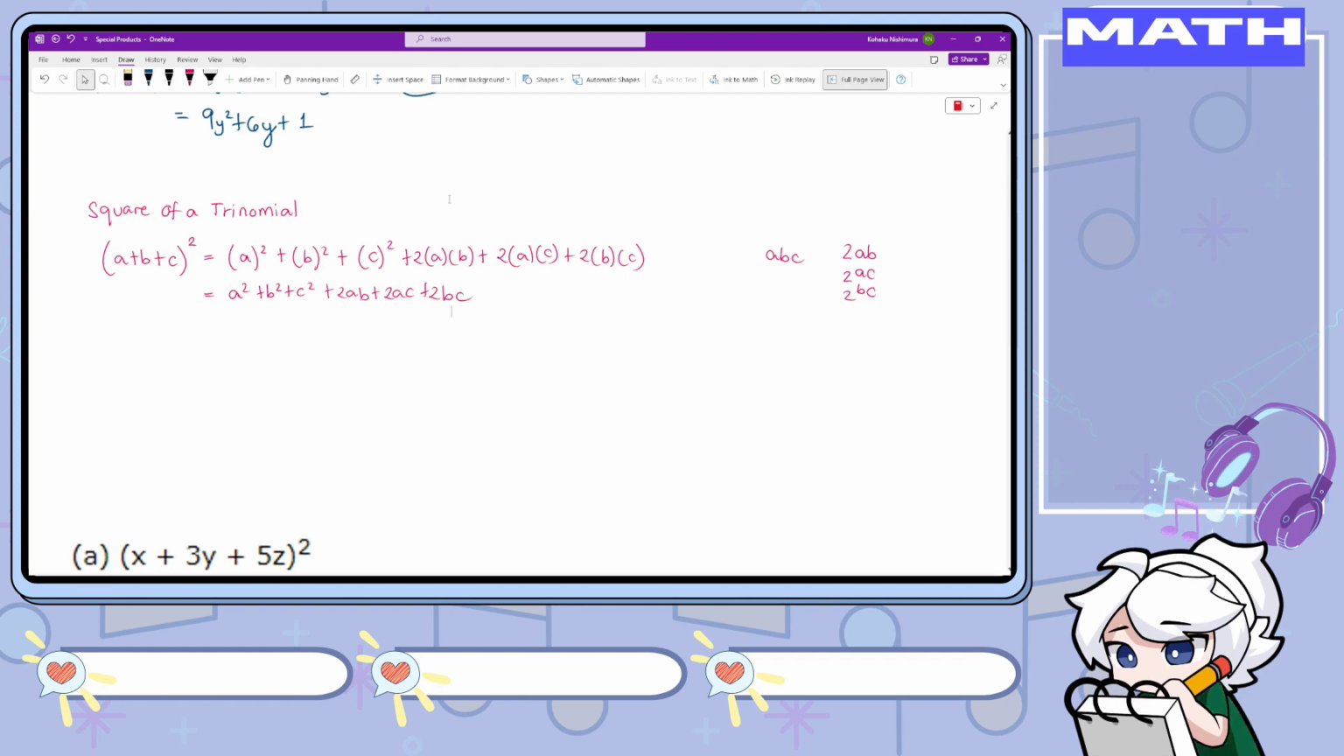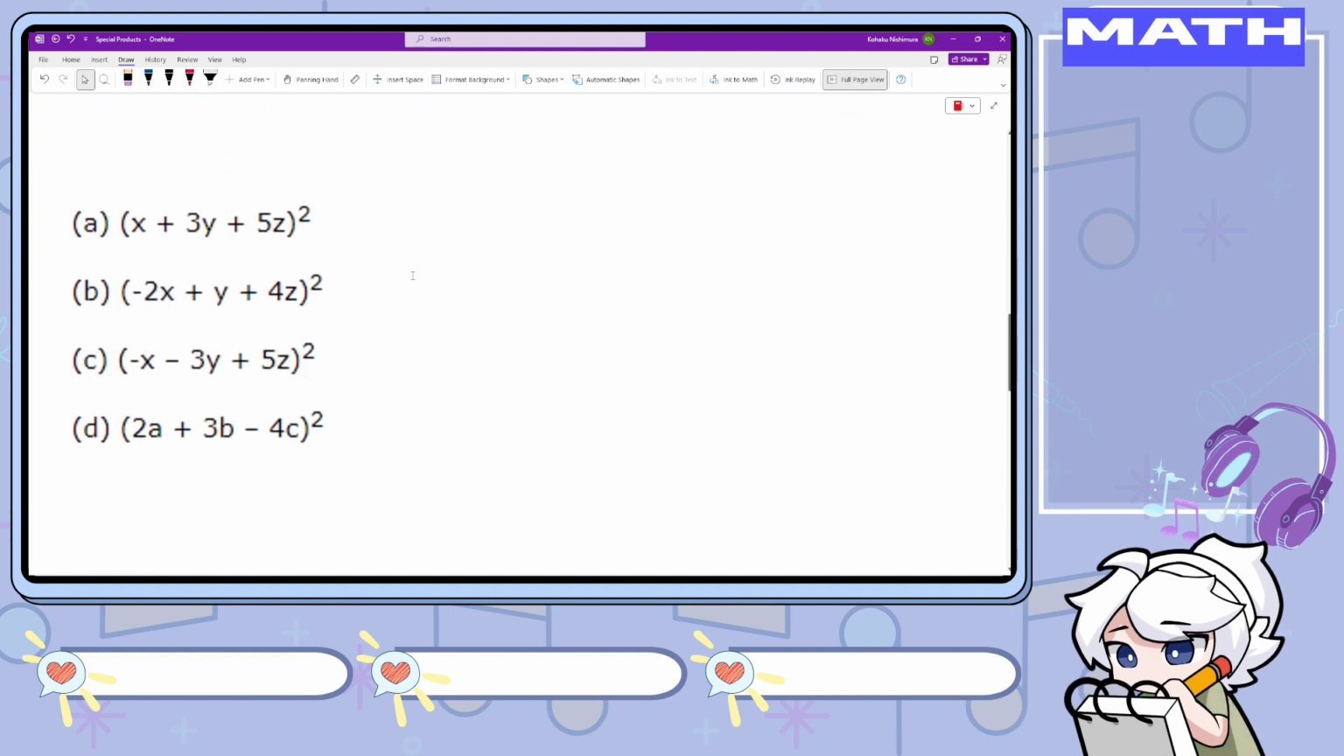Now let's try to solve this using these givens. So if we have here, again, we do the following. Square the first term, square the second term, square the third term. Then we do the following: 2 times the first term and the second term, plus 2 times the first term times the third term, and then 2 times the second term and the third term. Now what you just need to do is simplify.